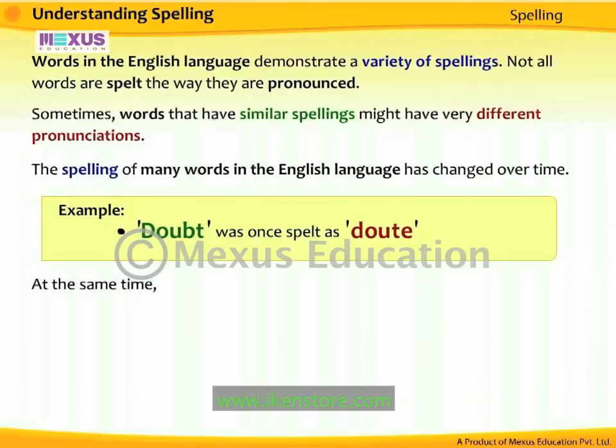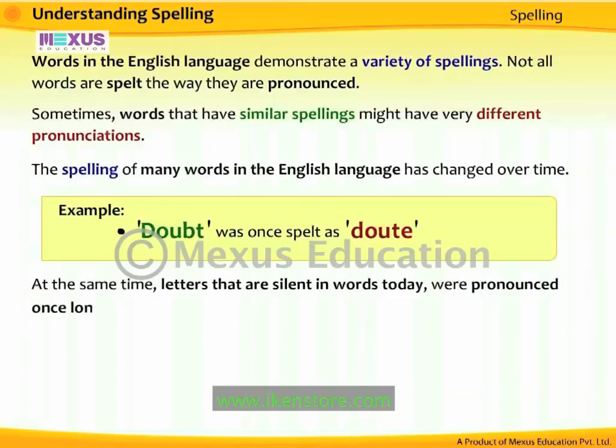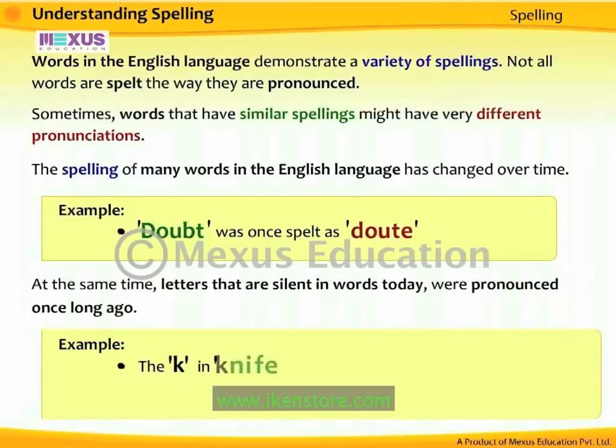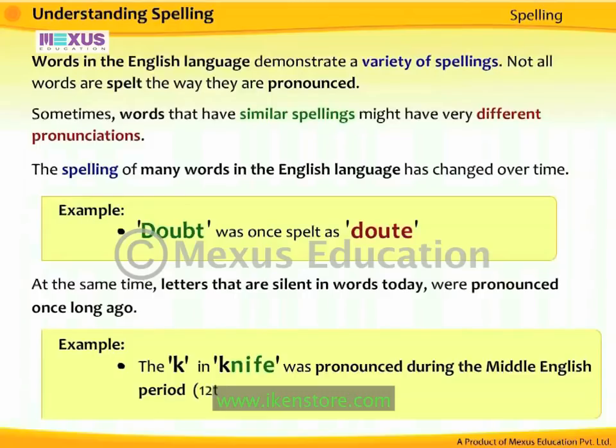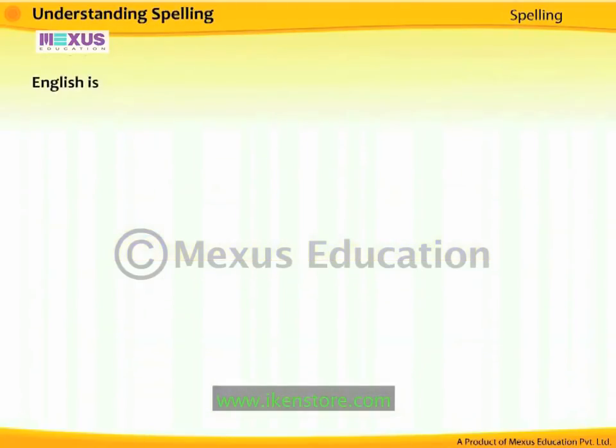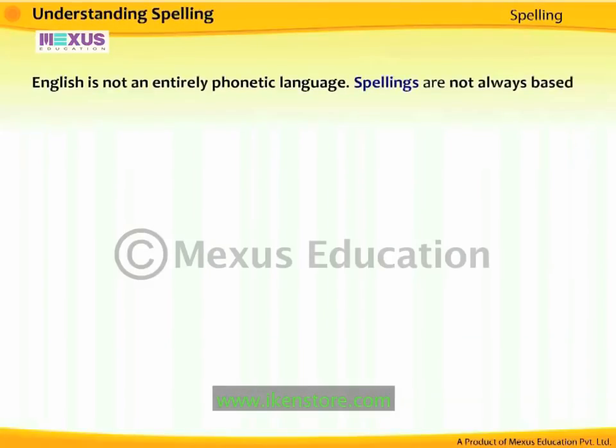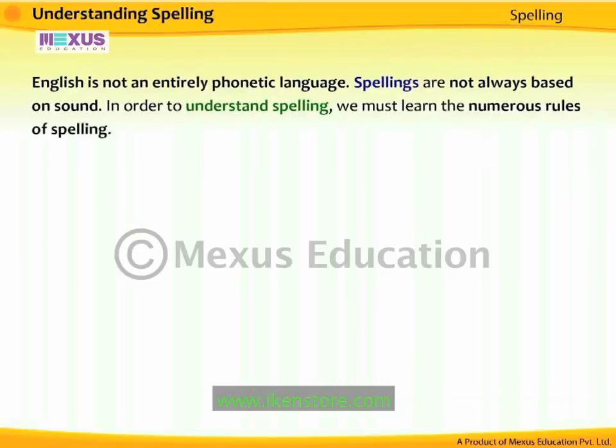At the same time, letters that are silent in words today were pronounced once long ago. For example, the K in knife was pronounced during the Middle English period that ranged from the 12th to the 15th century. It was not a silent letter. English is not an entirely phonetic language. Spellings are not always based on sound. In order to understand spelling, we must learn the numerous rules of spelling.